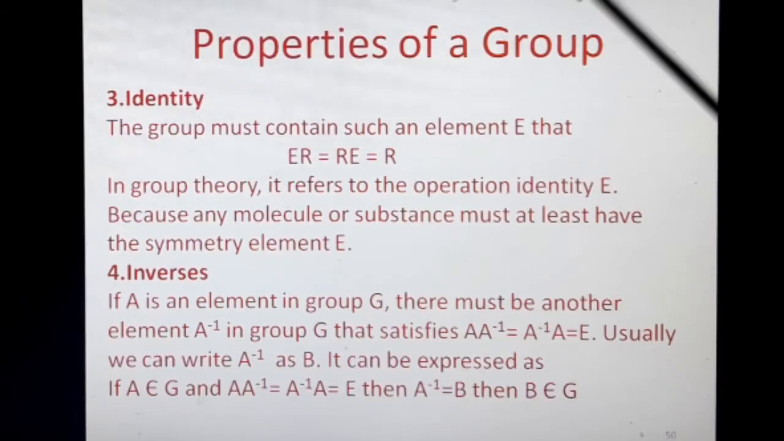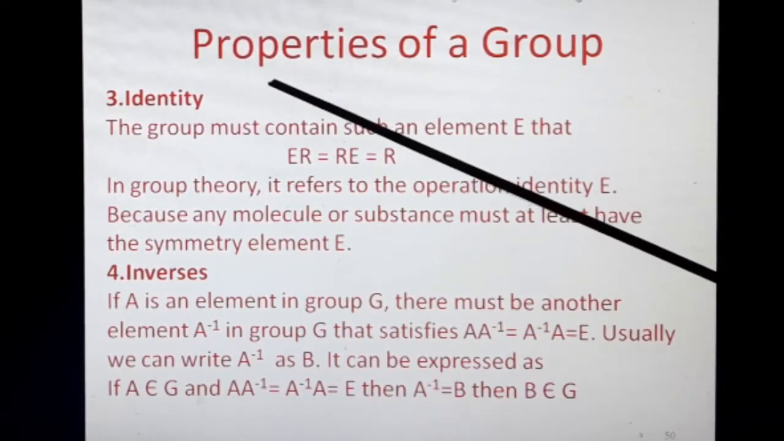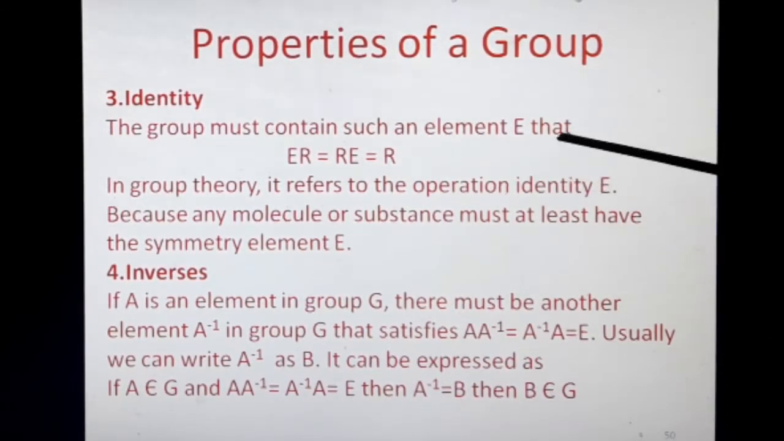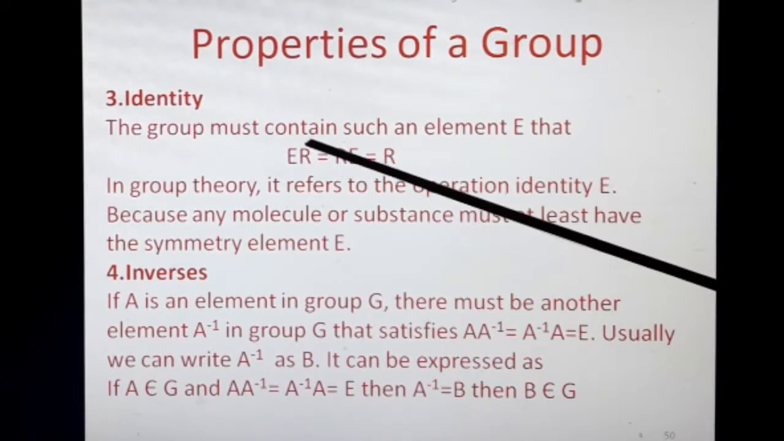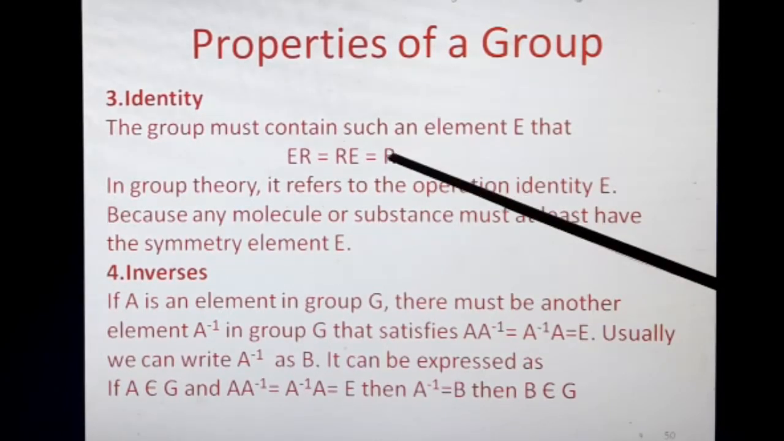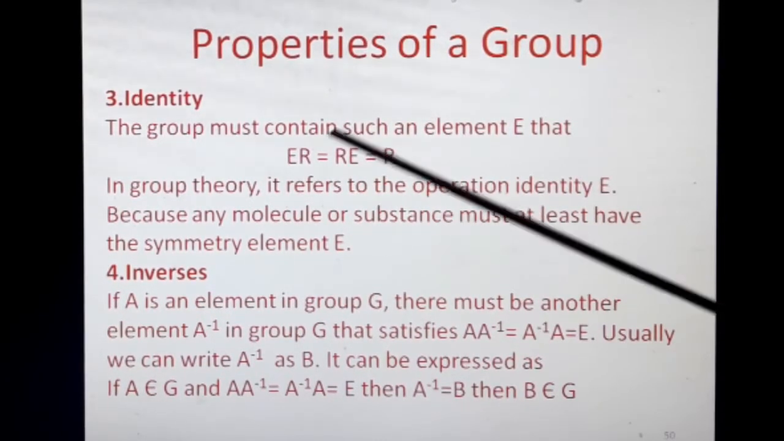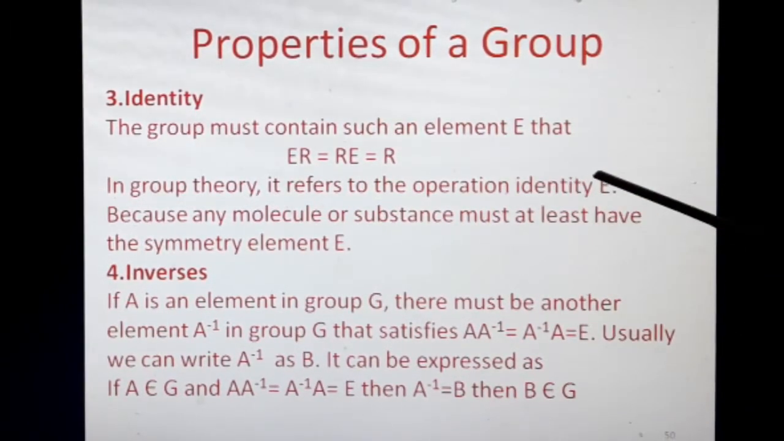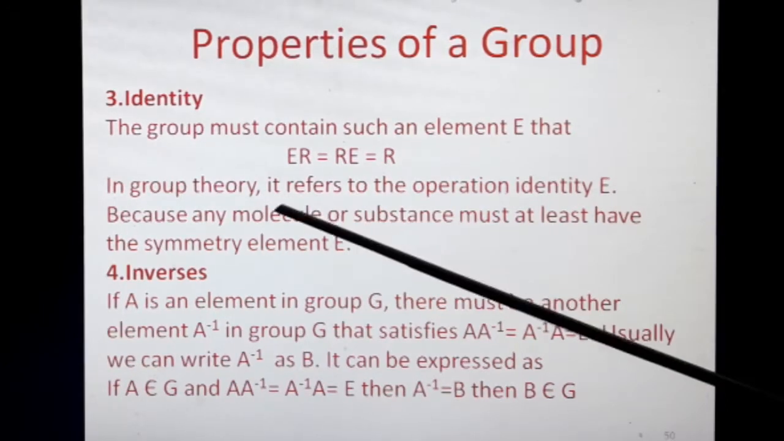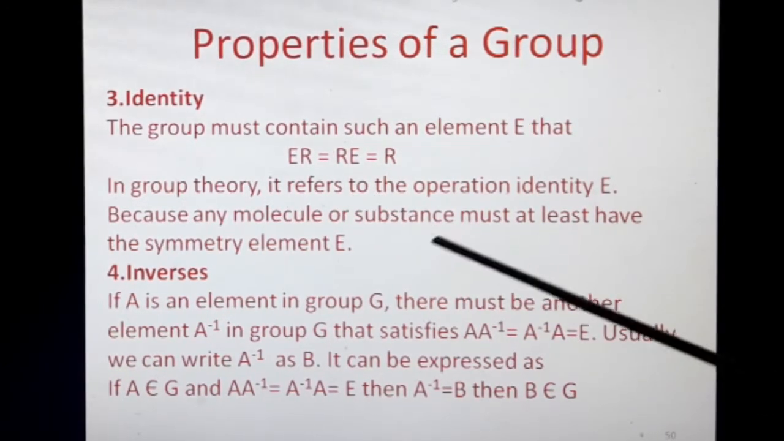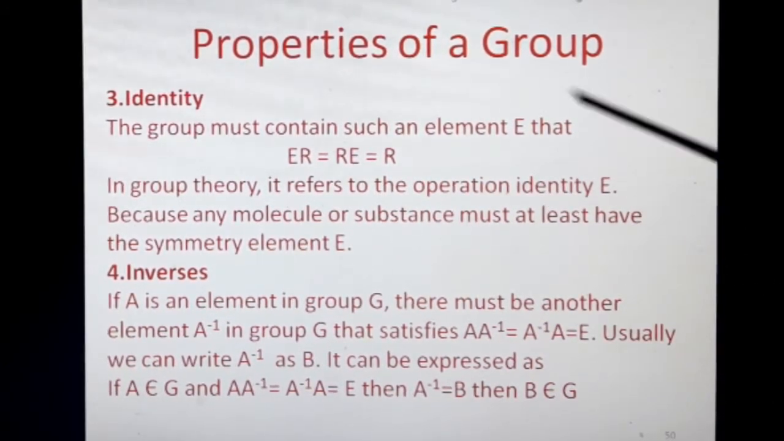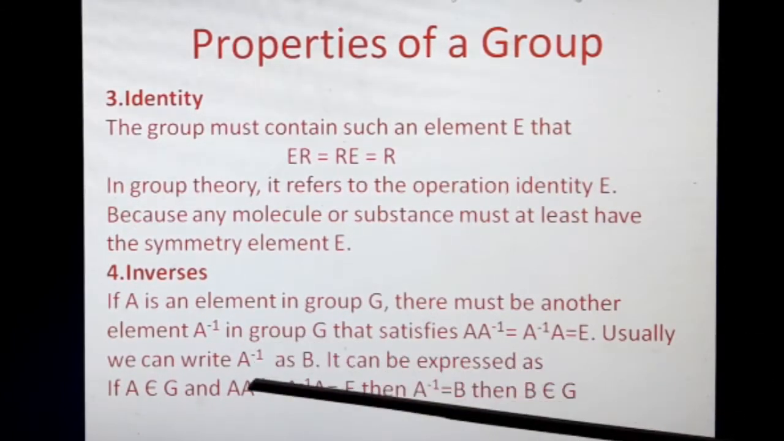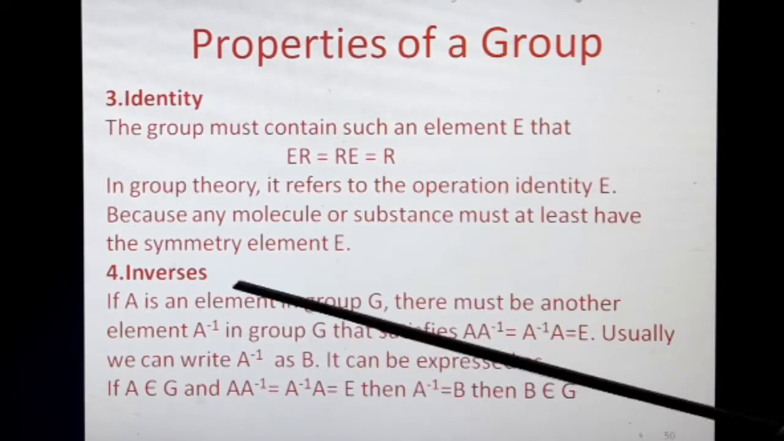Now the third property of a group is identity. The group must contain such an element E that ER = RE = R. So, in group theory, it refers to the identity operation E, because any molecule or substance must at least have the symmetry element E. The fourth property of a group is inverses.